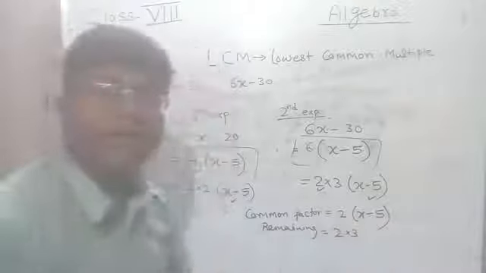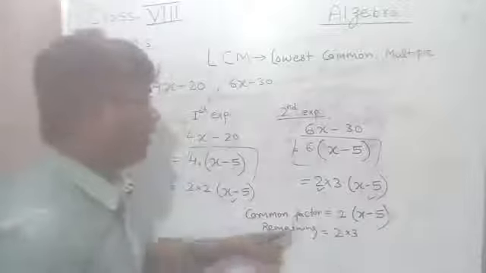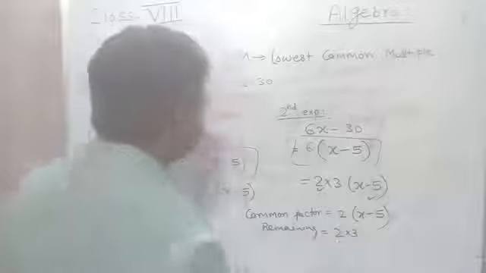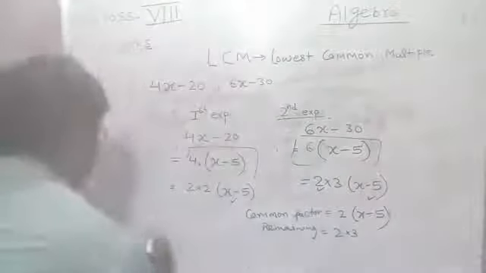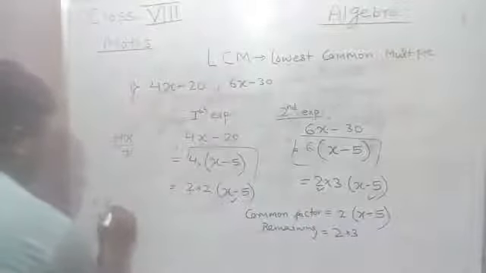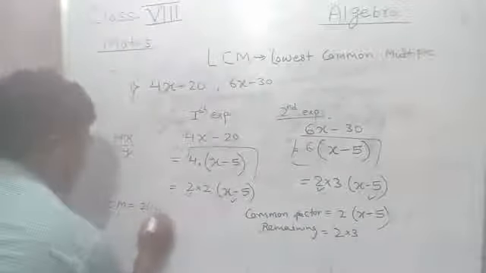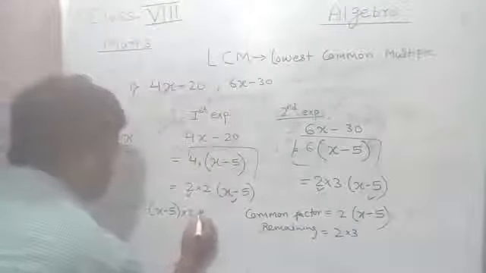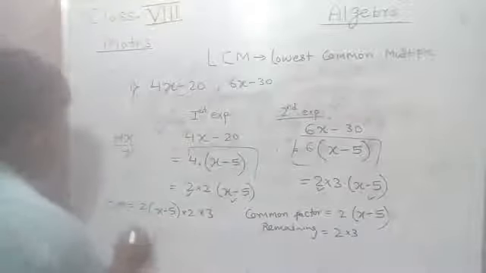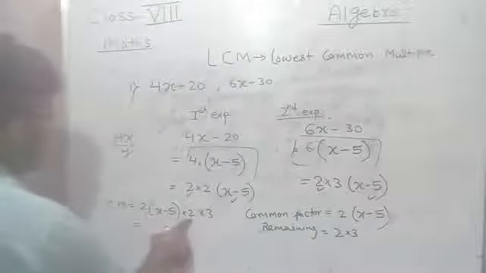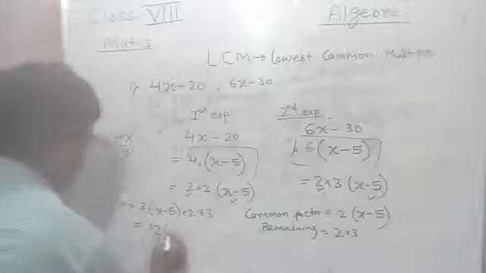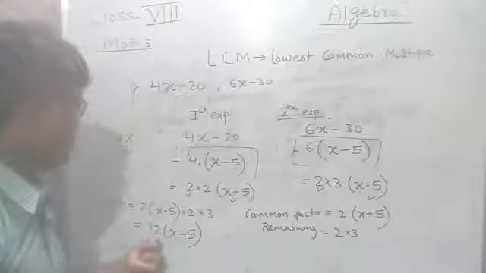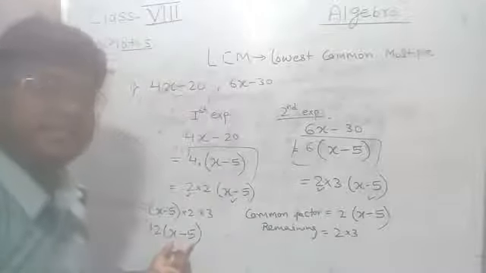Okay, when we talk about LCM, in that case we have to take the common factor also and the remaining factor also. So your LCM will be 2 into x minus 5, this is your common factor, and the remaining factor is 2 into 3. This all will be your LCM. That is, let's multiply: 2 2s are 4, 4 3s are 12. So 12 into x minus 5. This is your LCM.